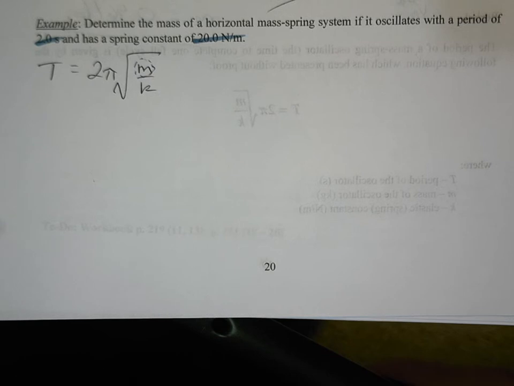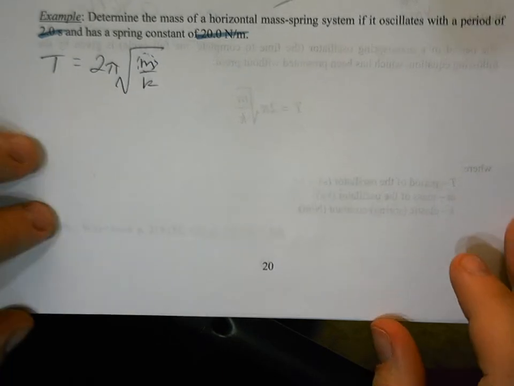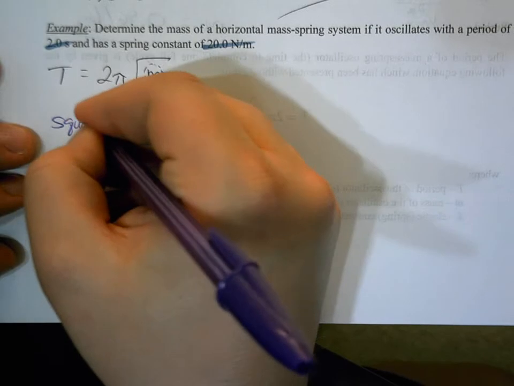How we approach this, there's a few different ways. So the first, probably most important thing is we want that square root gone. So we're going to square both sides.